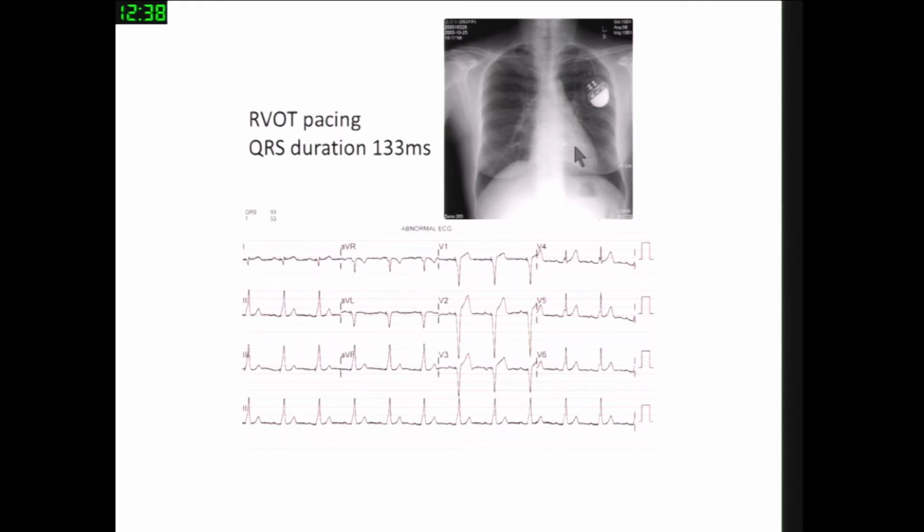With this RV pacing, the lead tip is around here, and it shows the axis, superior axis, inferior axis positive, and the axis deviation is not so large, and the QRS duration is about 133 milliseconds. It is narrower than the RV apical pacing.